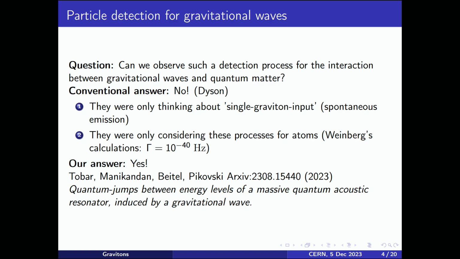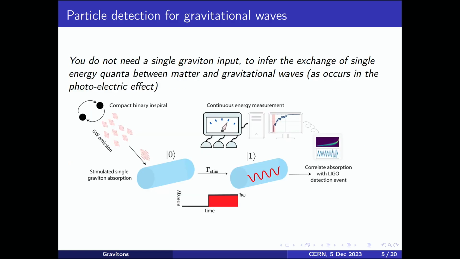Fueled by that motivation about increasing quantum control over massive systems, we revisited this question and reached the contradictory answer of yes. The way we reach that answer is by looking at these stimulated processes, or the gravitational analog of the photoelectric effect. And the key insight which enables us to overturn this answer is that you don't need a single graviton input to infer the exchange of single energy quanta between matter and gravitational waves, which is exactly what occurs in the photoelectric effect.